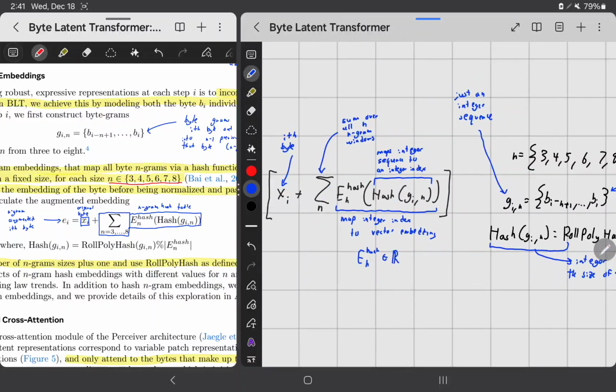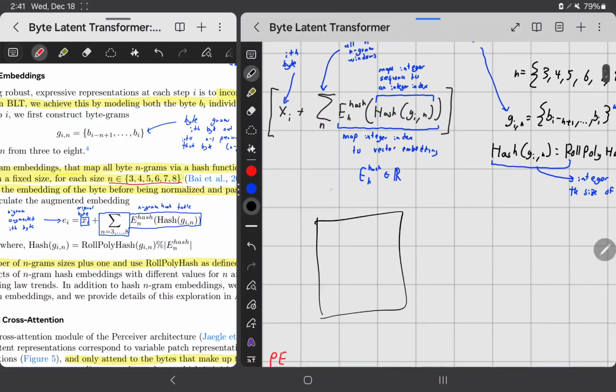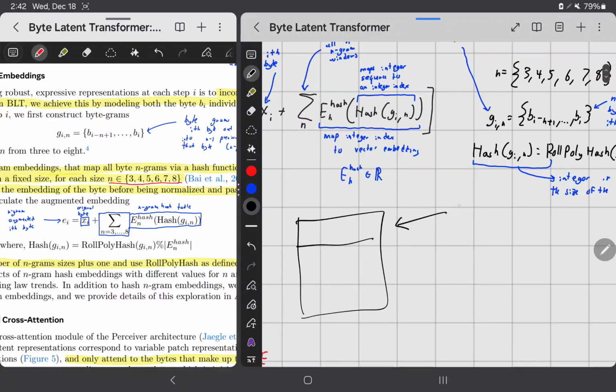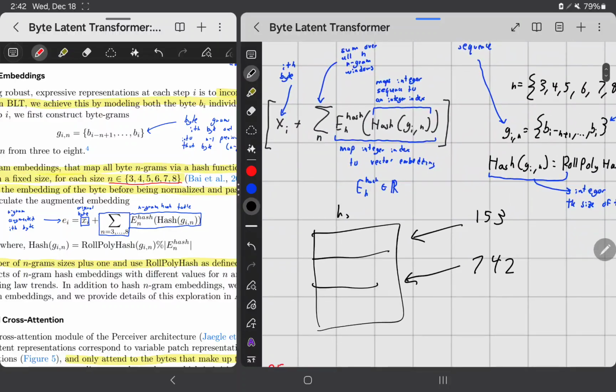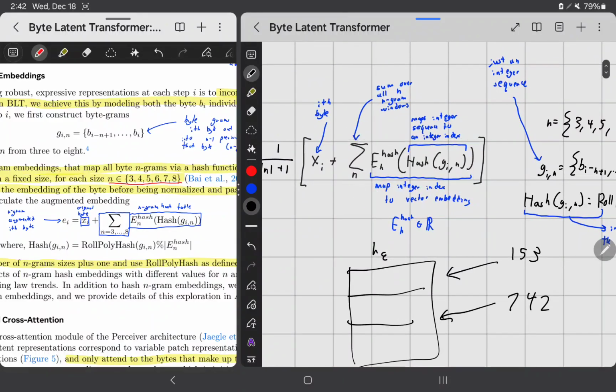I don't think the details are too important for this. Basically, you're taking n-grams and you're hashing them. It's like a non-machine learning way to get these n-gram informed embeddings. So you just have a bunch of lookup tables where you're saying this one corresponds to the n-gram 153, and this one corresponds to the n-gram 742. And these are just vectors of the size of your embedding size. And you add them all up for all your n-gram sizes.